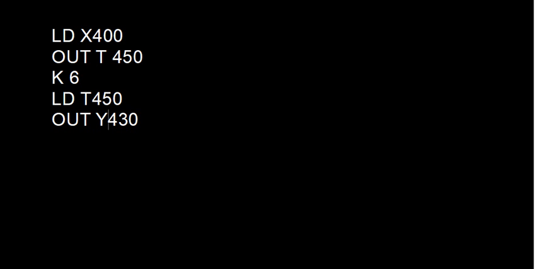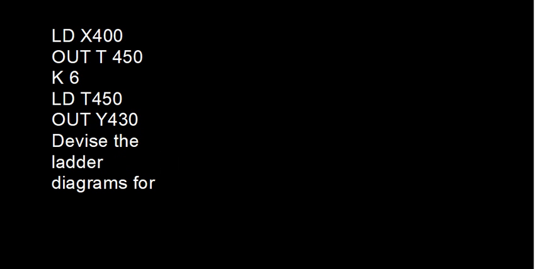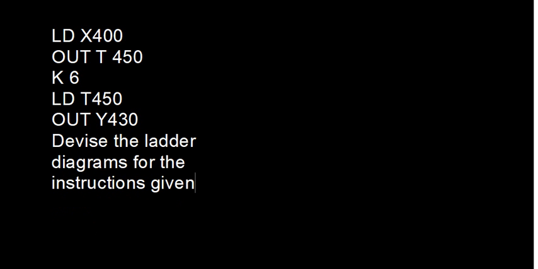So, now you will have to devise the ladder diagram for the instructions given. This is a very simple example. You know what exactly this means by looking at the program statement itself, I mean the instruction itself.